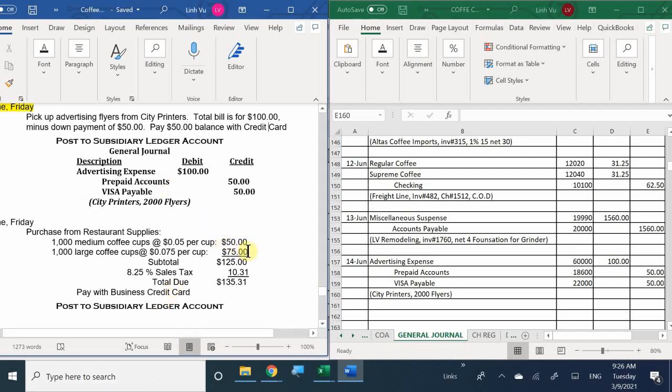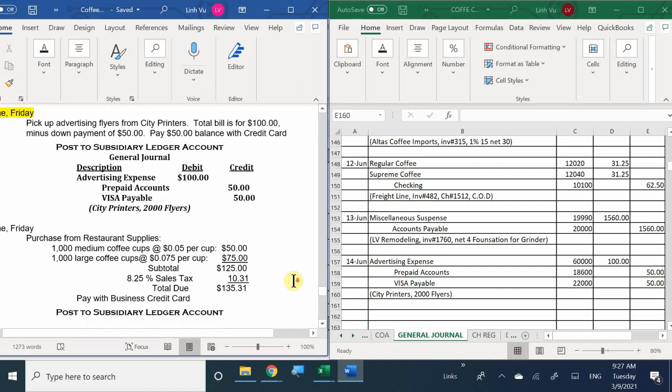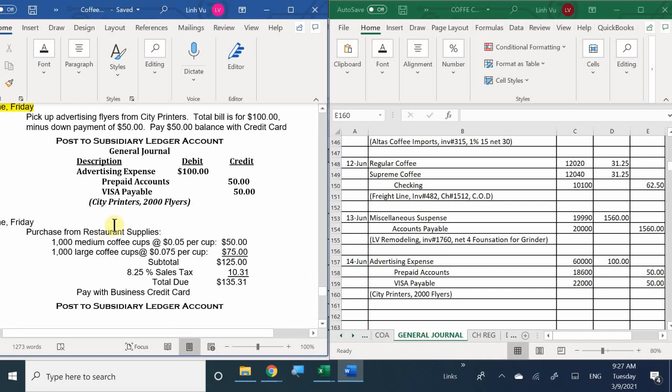So $50 for the 1,000 medium cups. And then we also charged $75 for the large cups, okay? Subtotal is $125. We got tax for $10.31. And lastly, total due is $135.31. Okay, and how did we pay them? Credit card. We paid with a credit card. So this is going to be considered business supplies.